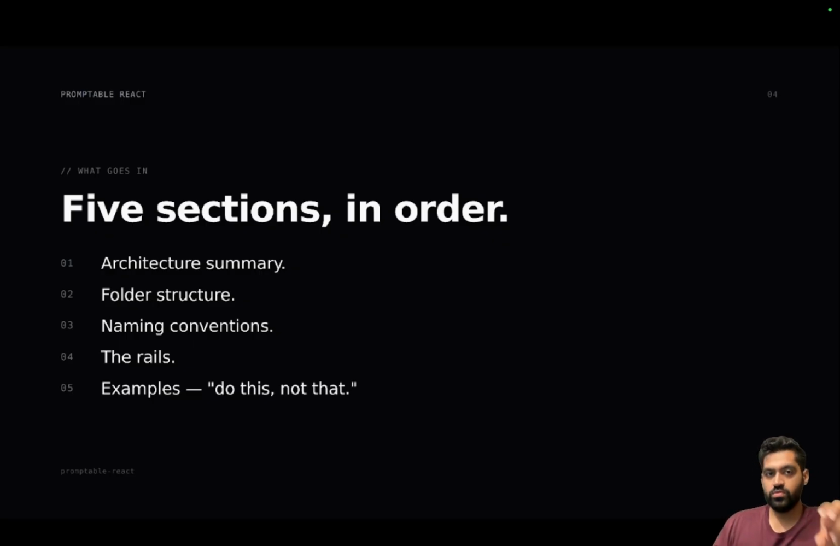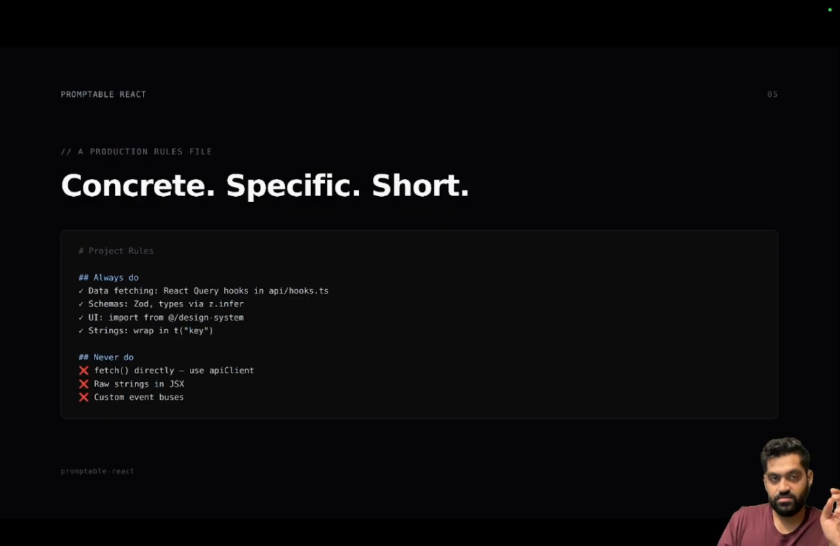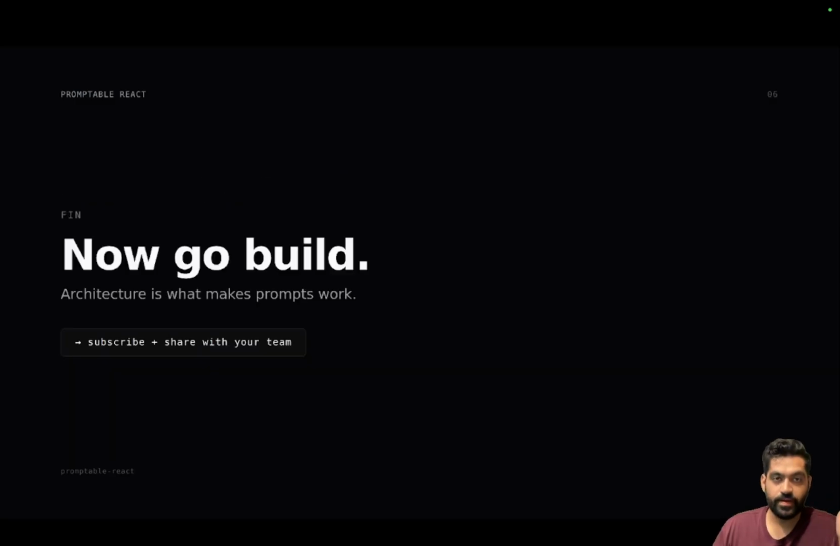For any particular rule, you need to have these five sections: an architecture summary, two or three lines max; then the folder structure, if it has one; the naming conventions, if it has any; the exact rules; and examples of do's and don'ts. Okay, this is the concrete structure. Always have do's, like data fetching using React Query in this folder, schemas via Zod, UI from the design system, strings always wrapped in translation keys, etc. And then don'ts.